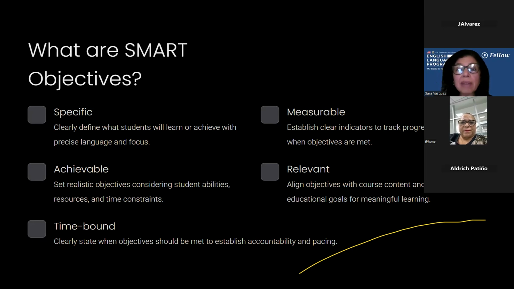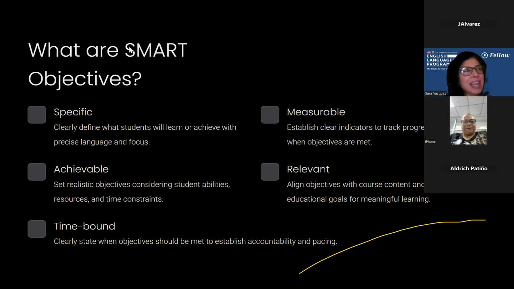And for example, is it relevant to give a kindergarten student a job interview dialogue? Probably not. It's more relevant to give that to a high school student, just to show what we mean by relevant. But you're absolutely right, exactly in alignment with the standard objectives for Panama. And finally, the T. The T is time bound. It's like clearly state when objectives should be met to establish accountability.